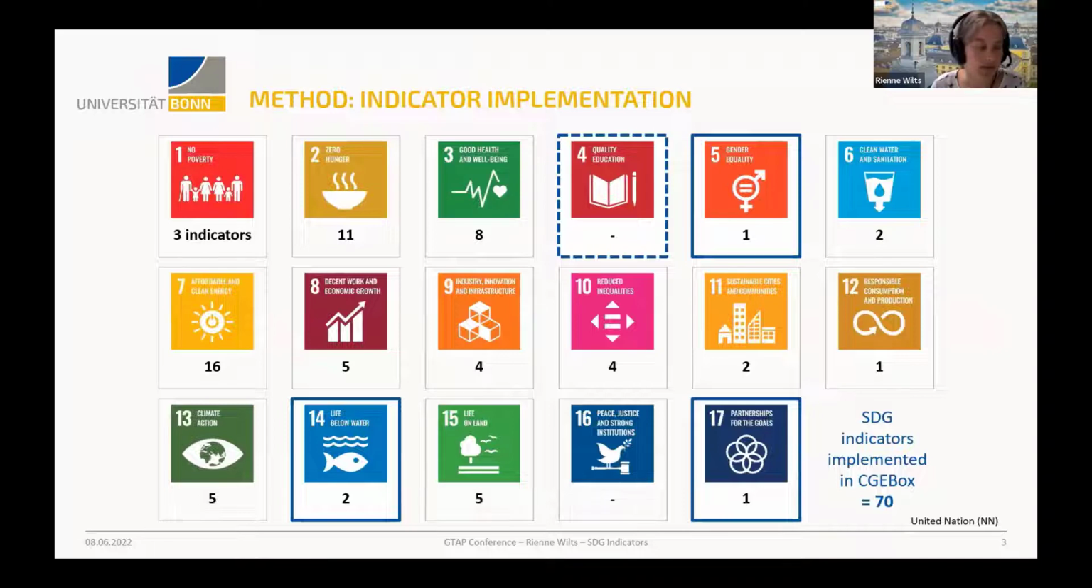So here I've grouped the indicators that we collected and implemented in CGE box, and I've linked them to the respective SDG. The ones that are marked in blue are the ones I previously mentioned as research gaps. We could find at least one indicator for every SDG but SDG 4 that matches the model structure and relates to the respective SDG. In total, we implement about 70 indicators.